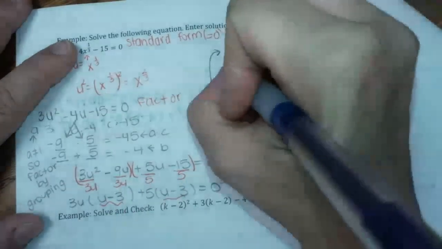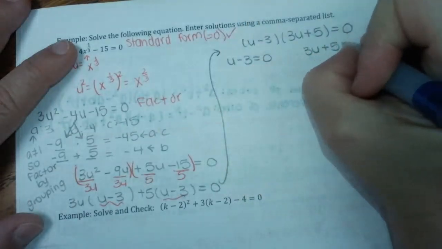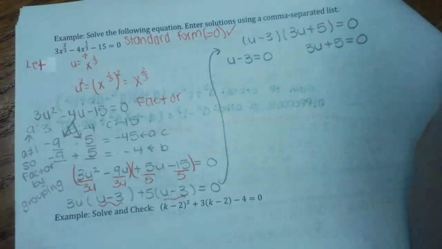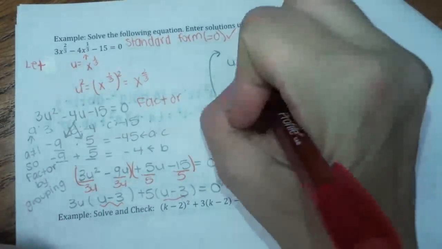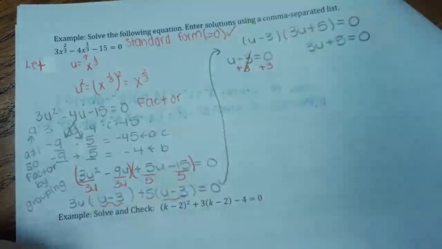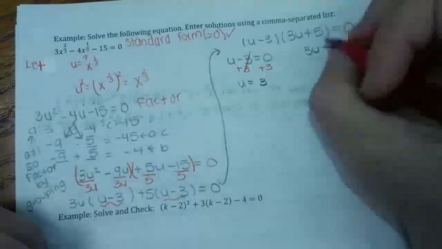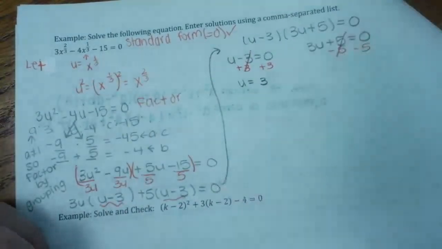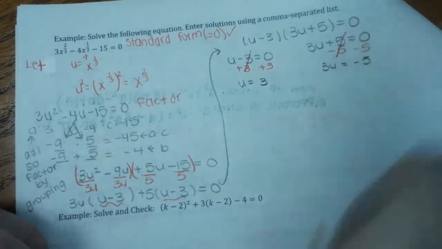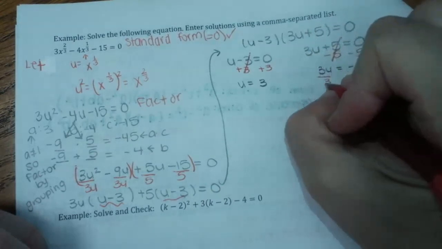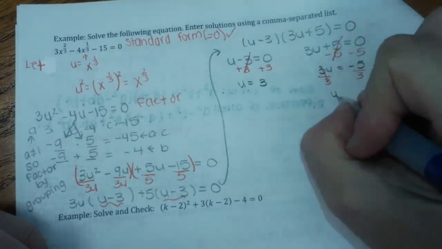Equals 0. So u minus 3 equals 0 is one factor. We're going to set it equal to 0. 3u plus 5 equals 0. We're going to set that factor equal to 0, and we're going to solve separately. So let's add 3 to both sides. We're left with u equals positive 3. And then over here we can subtract 5 from both sides. We get 3u equals negative 5. Dividing both sides by 3, we get u equals negative 5/3.